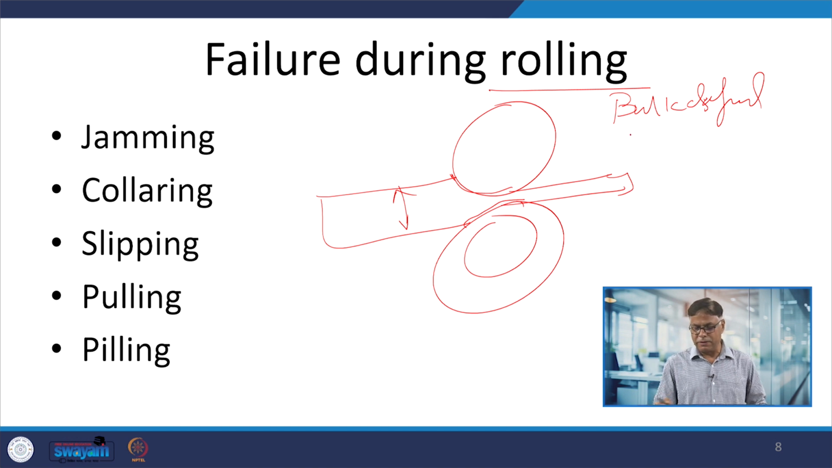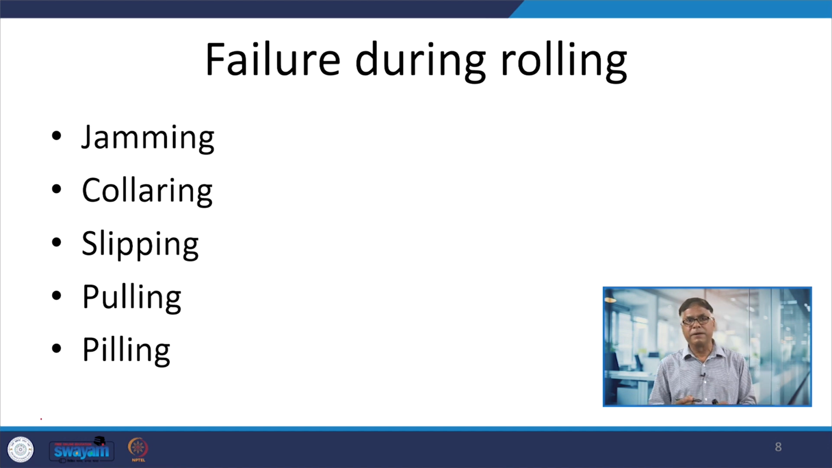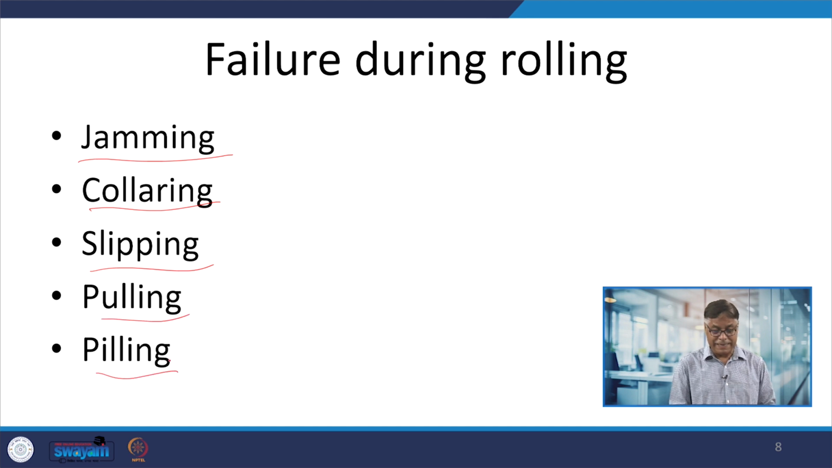So, depending upon the number of rolls, different categories are there, but that is not the purpose of talking here. What can lead to the failure of the rolling, like material is not getting rolled? So, these are the various ways by which the failure during the rolling may occur, which may be in the form of jamming, collaring, slipping, pulling and piling up.